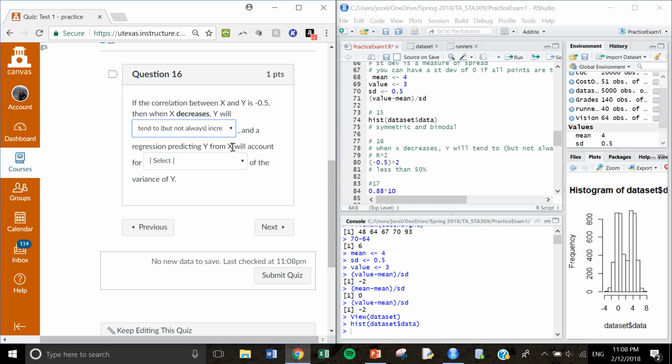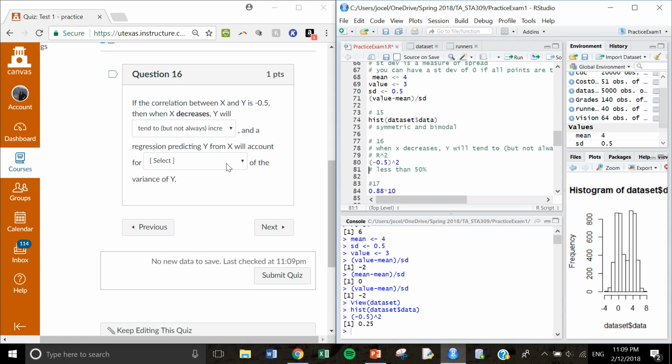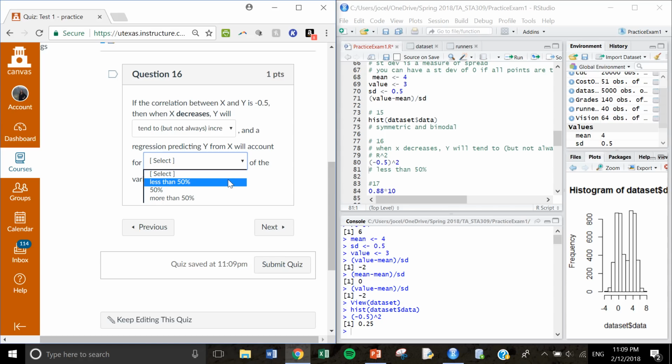A regression predicting y from x will account for blank percent of the variance of y. So this question is asking about r squared, which is the percentage of variation in y accounted for by x. And how do we figure out r squared? We just square the correlation coefficient, which is -0.5 squared, which is 0.25. So that's 25%. So that gives us less than 50% of the variance of y.